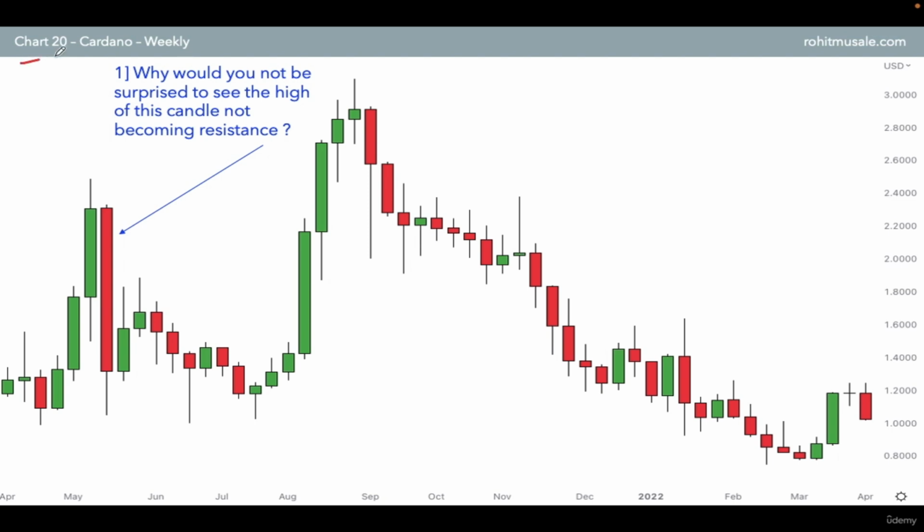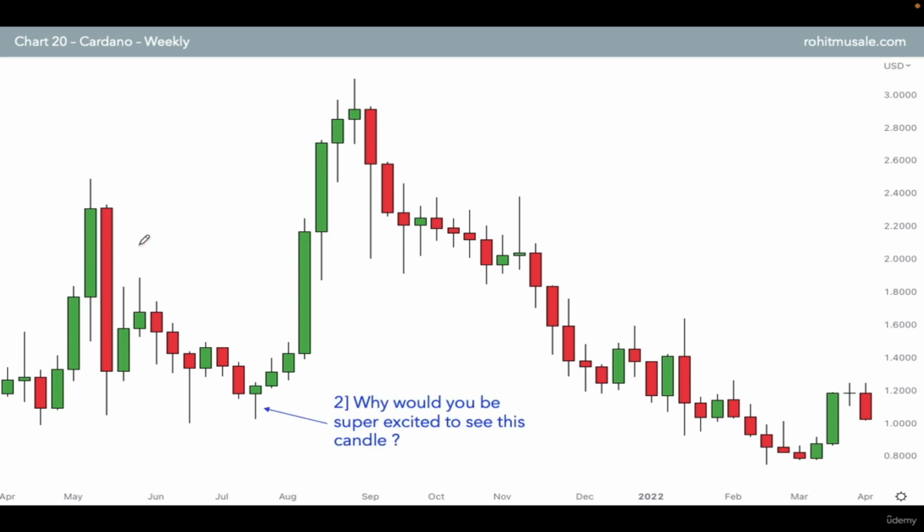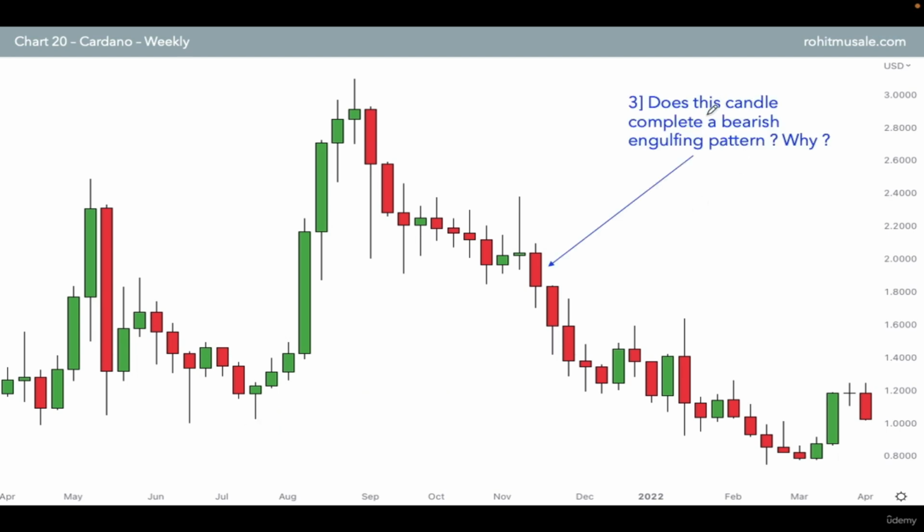So this is chart number 20, Cardano, weekly time frame. Question 1. Why would you not be surprised to see the high of this candle not becoming resistance? So this candle. Number 2. Why would you be super excited to see this candle? This one. Number 3. Does this candle complete a bearish engulfing pattern and why? So this one.